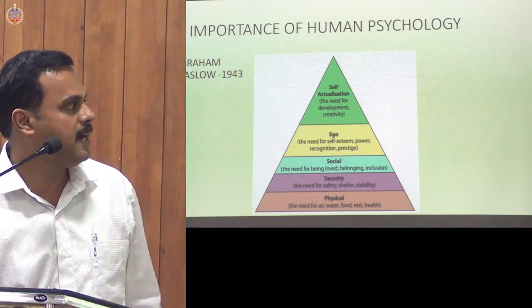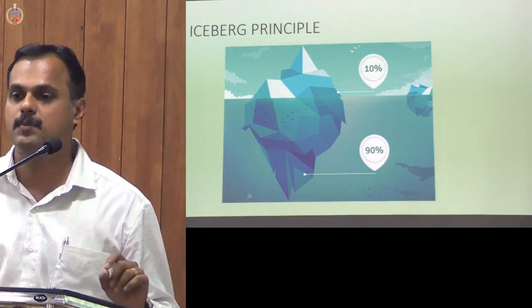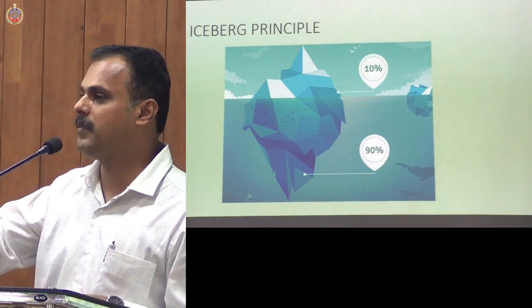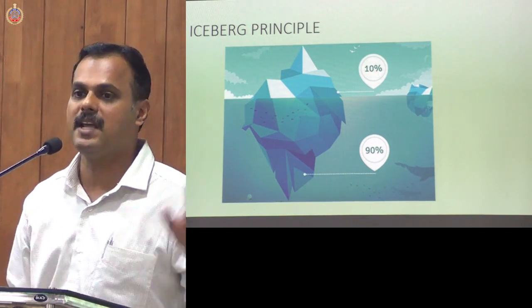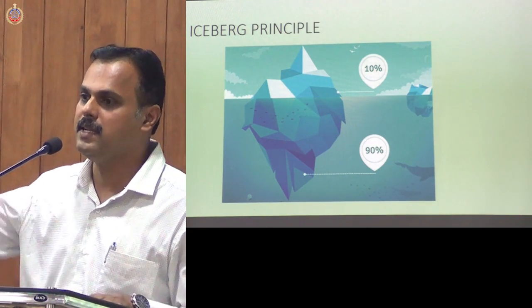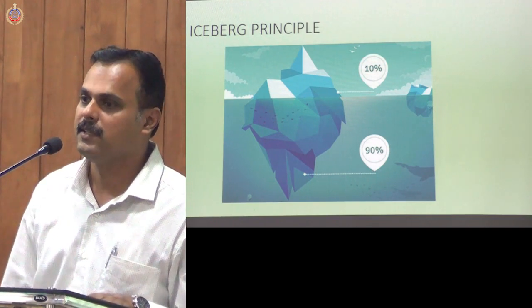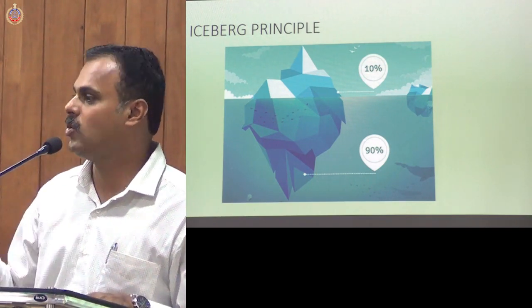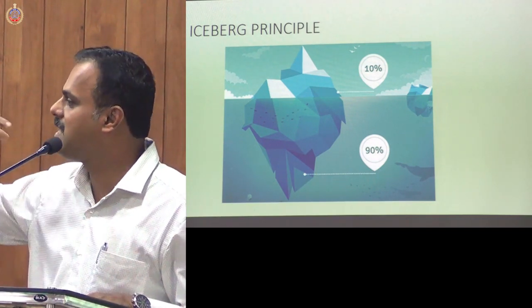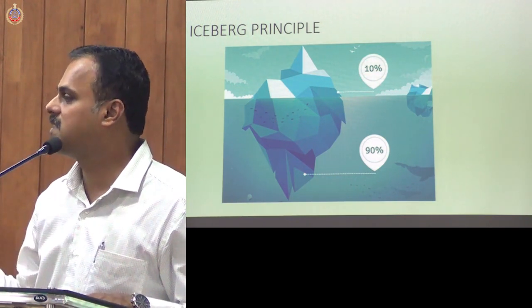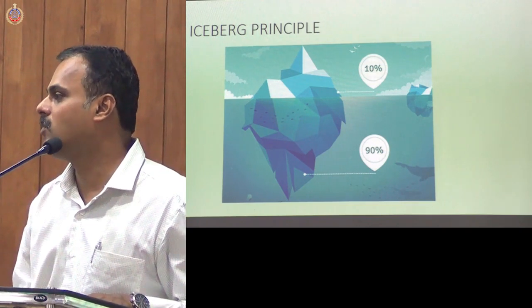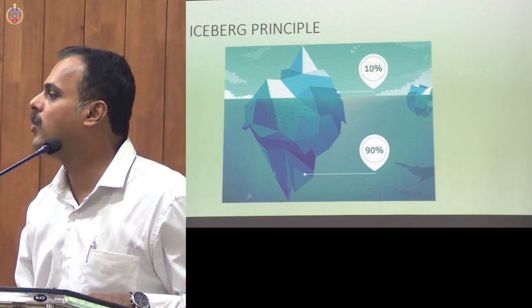Maslow proposed this in 1943, and this is the iceberg principle. Whatever you present here, and all who are sitting here, is showing the good 10% of your character, and the 90% is submerged in the sea. So only 10% will be shown to the public, and the 90% within you, we do not know. And out of this 90, only 40% is known to you. 50% of the traits you don't know about yourself.